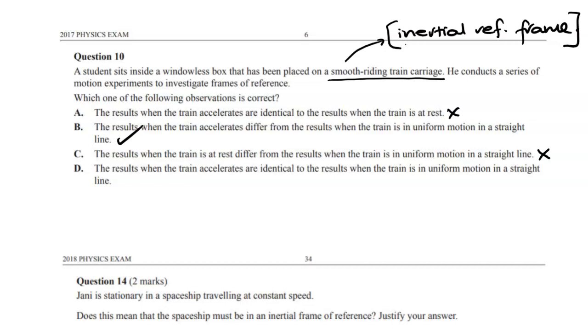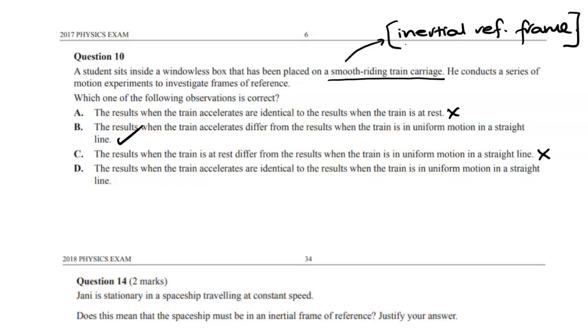No, both of those are inertial reference frames, so the results would be completely identical. You would not be able to tell if you were in a train that was traveling at a constant velocity on a completely smooth track, if there were no windows. You wouldn't be able to tell if you were moving under those circumstances I just outlined, or if you were stationary. That kind of weirds my brain out a little bit.